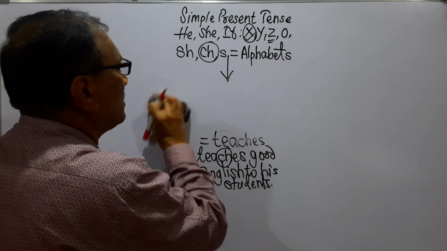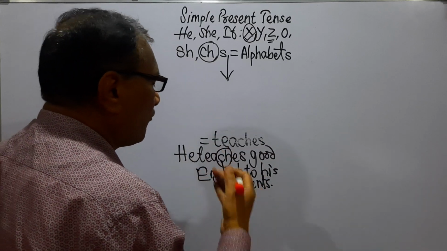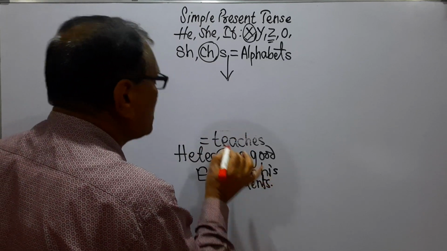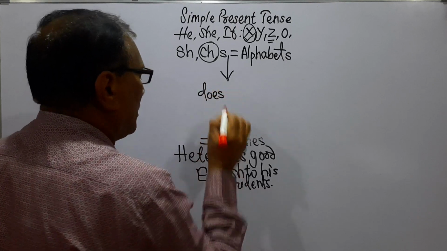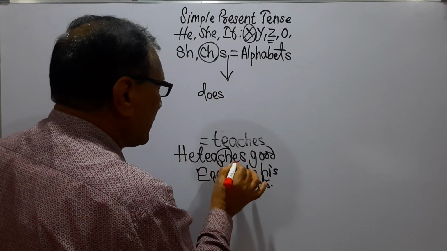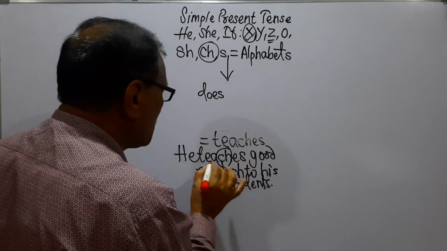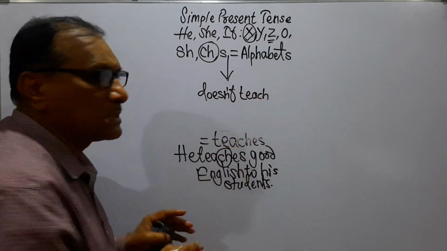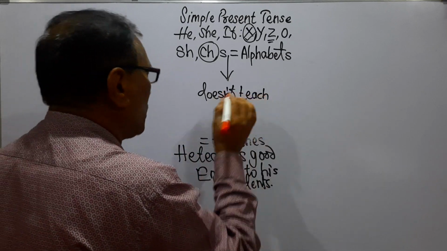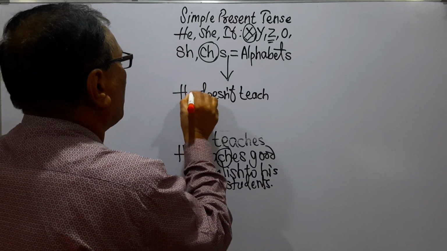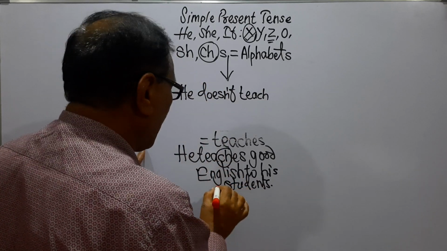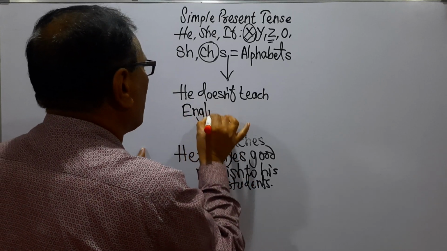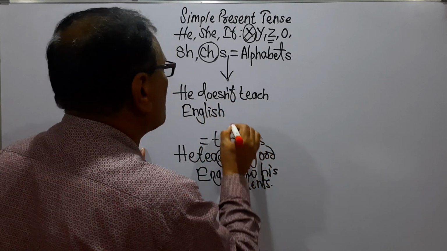I will show you this example in the form of the negative sentence. Remember, here is teaches, and here is the ES. So, I will take does because ES means does. Now this ES came here in the form of does, so there remains teach. And then I will take not here because I want to make it negative. And then I will take the subject, then the object English, and then the remaining words, to his students.